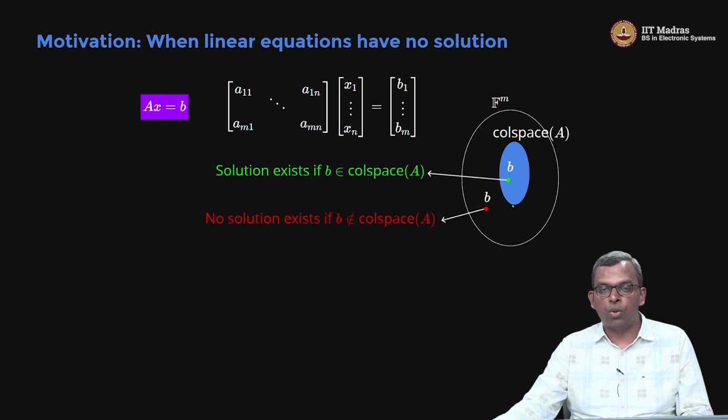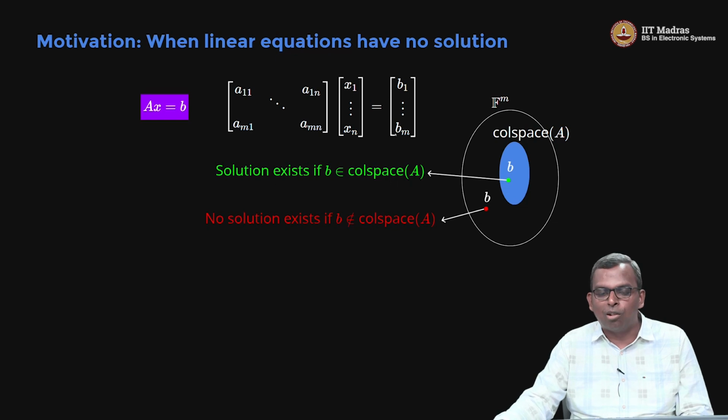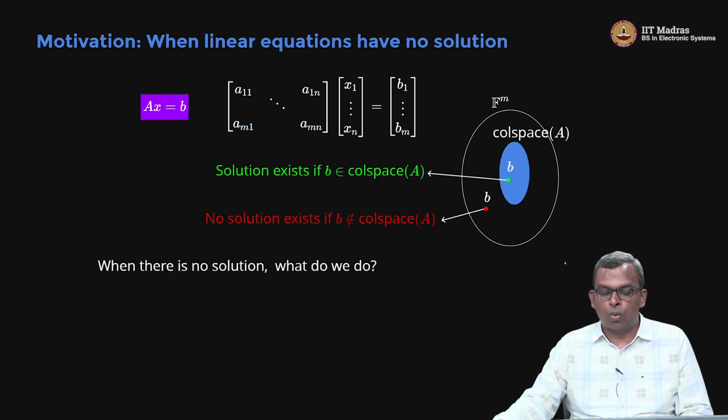What do I do? My system has no solution. Can I not proceed with anything? I'll be stuck if I can't solve this equation. Maybe the solution to this equation is an input to some other system design, so I need to really solve it, but this equation by itself has no solution. So how do we tackle this problem? When there's no solution, what do we do?